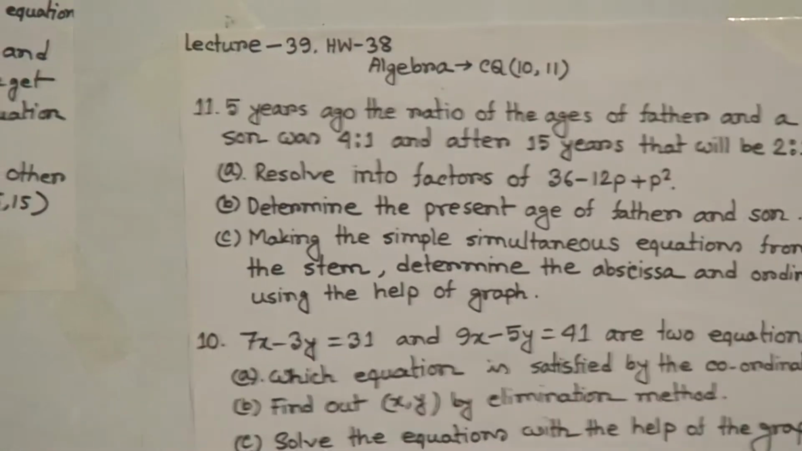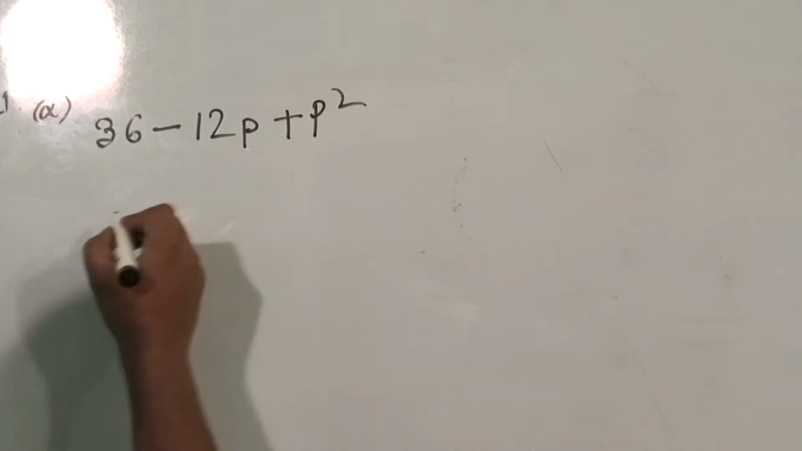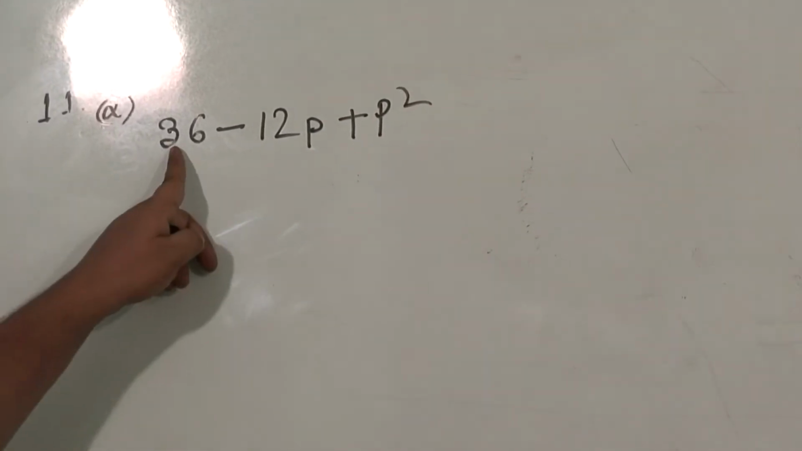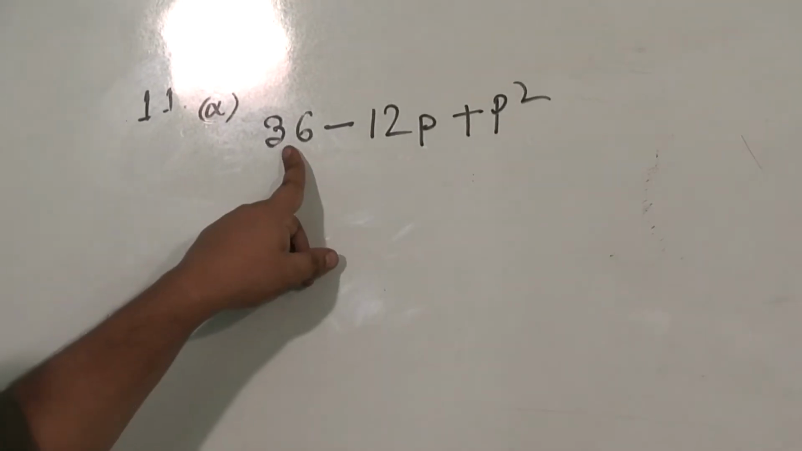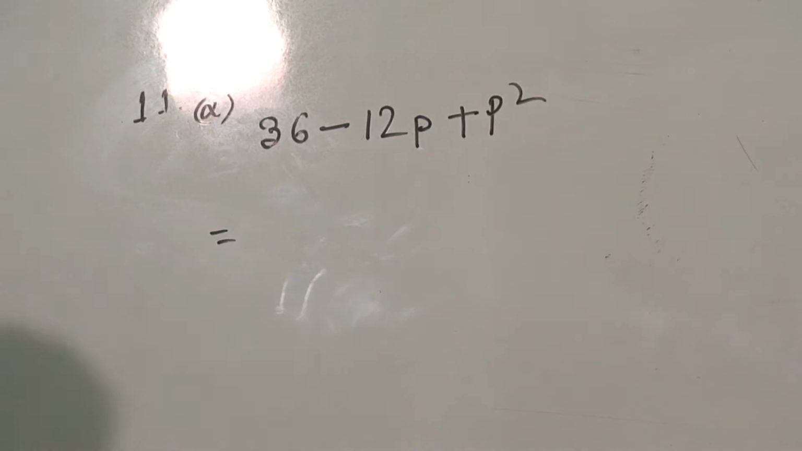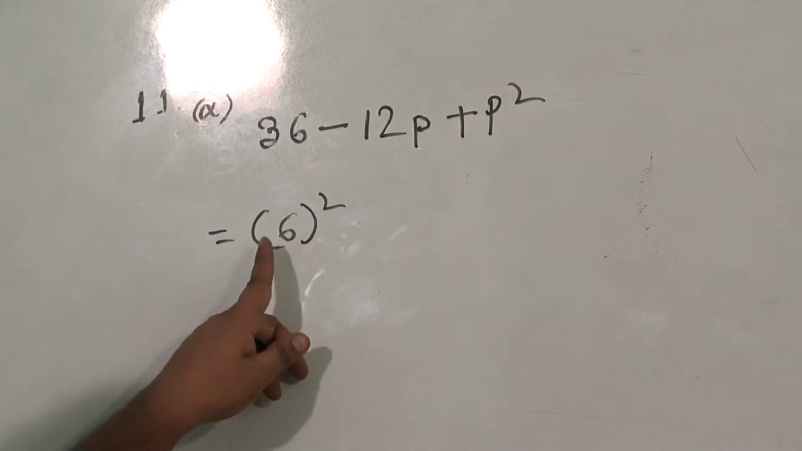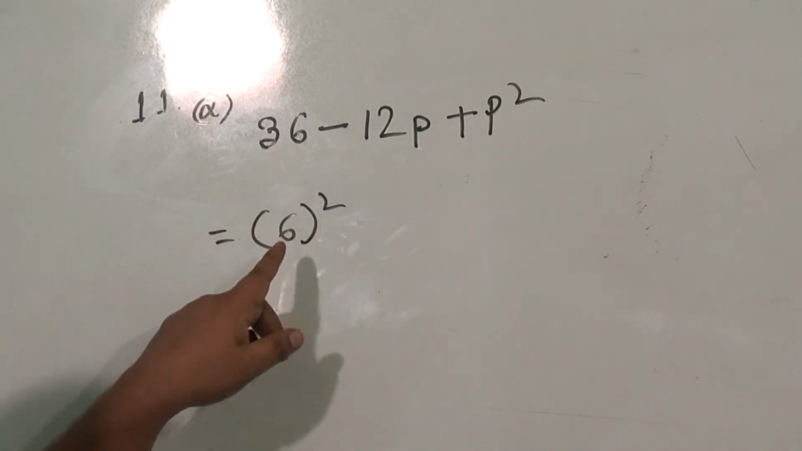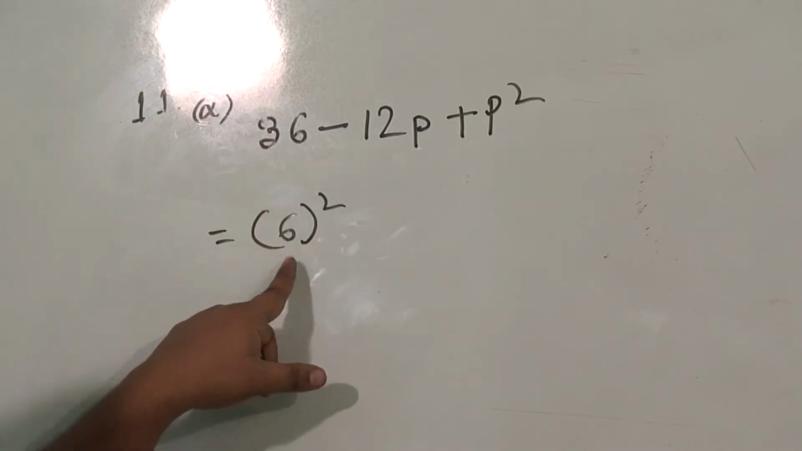So let us start. Question number 11A. Okay, 36 minus 12p plus p square. Dear students, notice 36 minus 12p plus p square. 36 is a number. If we square 6 then we get 36. So 6 is the square root of 36. From this 36 we can write 6 square.